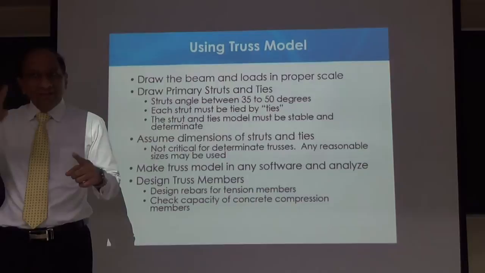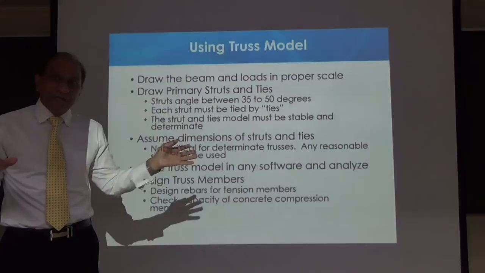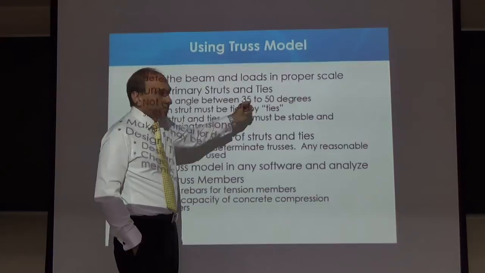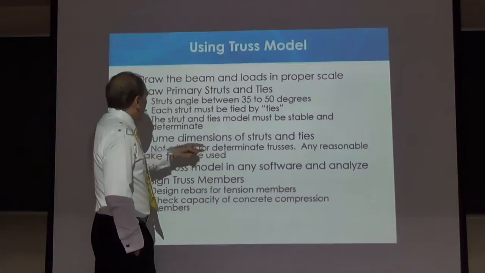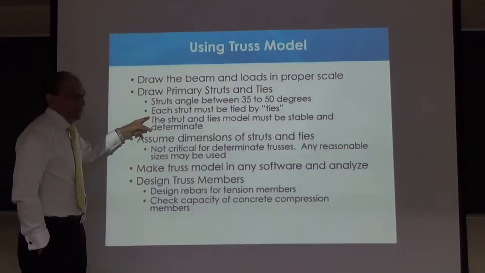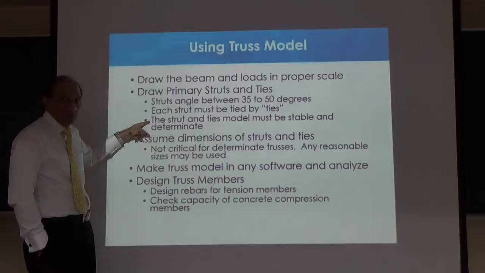Draw the center of the loads to the center of the supports and see if that is already a truss or not, as you have seen before. Strut angle between 35 to 50 degrees, as I mentioned earlier. Each strut must be tied by ties, right? The strut and tie model must be stable and determinate. Doesn't have to be, it can be indeterminate. In some cases it may be determinate, but if indeterminate, it's good. You can solve by hand. If not, we use a computer.